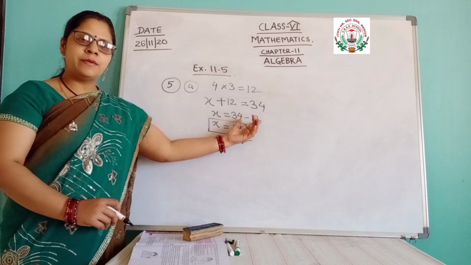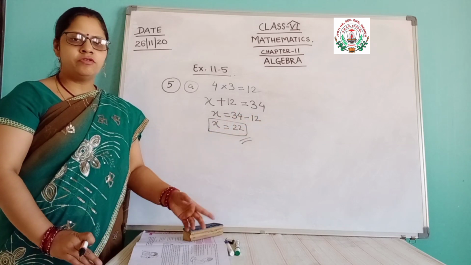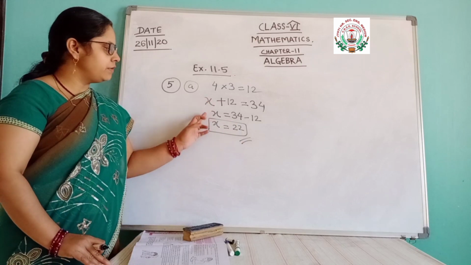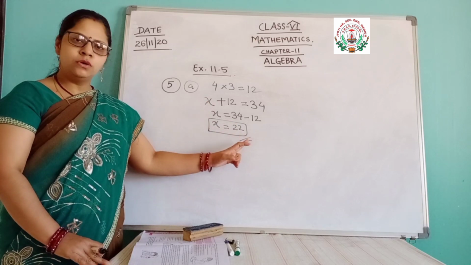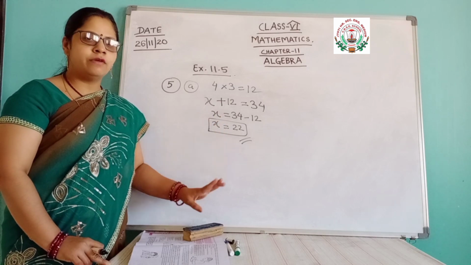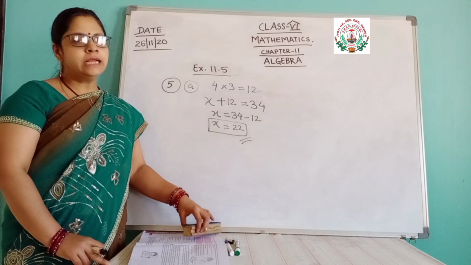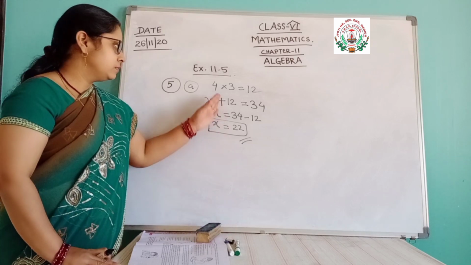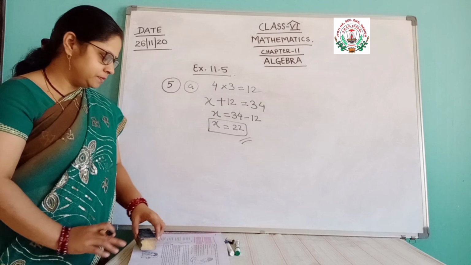Now it is only numbers: 34 minus 12. Everyone can do 34 minus 12. So you got 22 and here only x is left. So x is equal to 22. And what is this x? X is that number which we have taken, the value that the riddle is exactly asking. So now you understood how we have to solve this riddle.